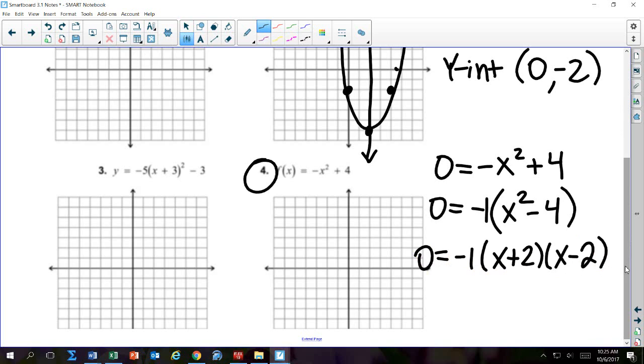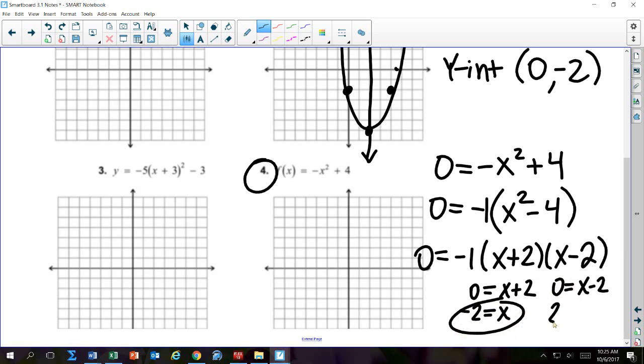Once it's in intercept form, you can set each of those factors equal to 0 and solve. Here, if I subtracted 2 on both sides, I get a solution of -2. Here, if I add 2 on both sides, I get a solution of +2. Those are your intercepts. -2, 0, and +2, 0.